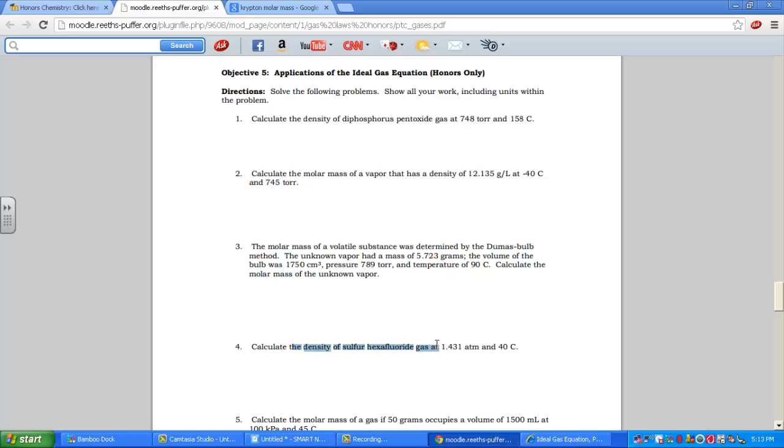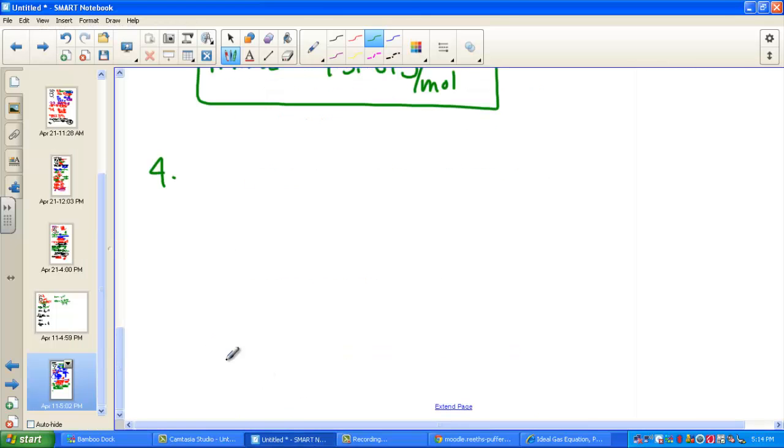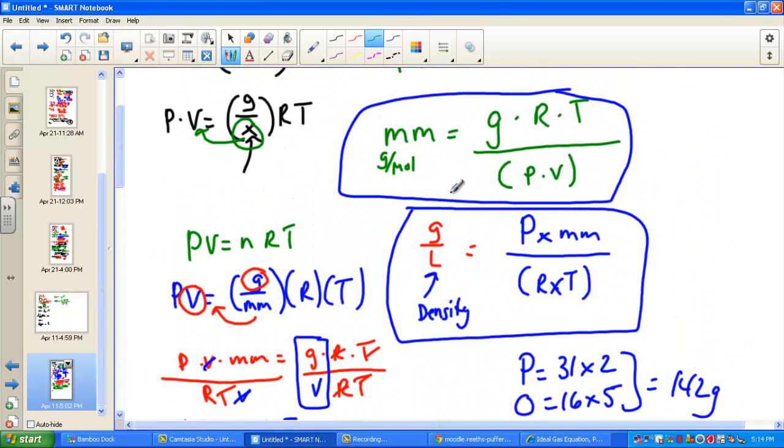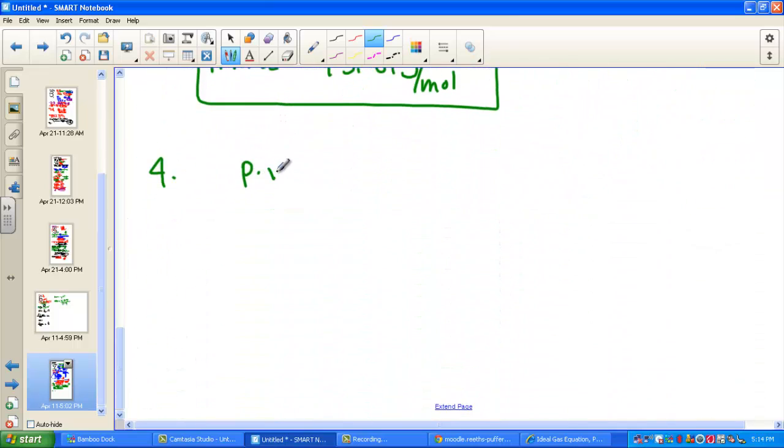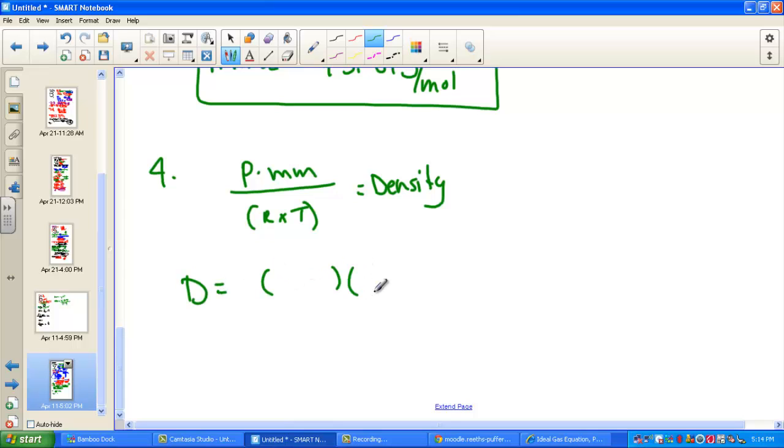Going to calculate the density of sulfur hexafluoride given pressure and temperature. Test taking tool page. Density is P times molar mass over the product of R and T. Plug the numbers in as we read them. Calculate the density. So density is equal to, here's my pressure, here's my molar mass, over the product of R times T.